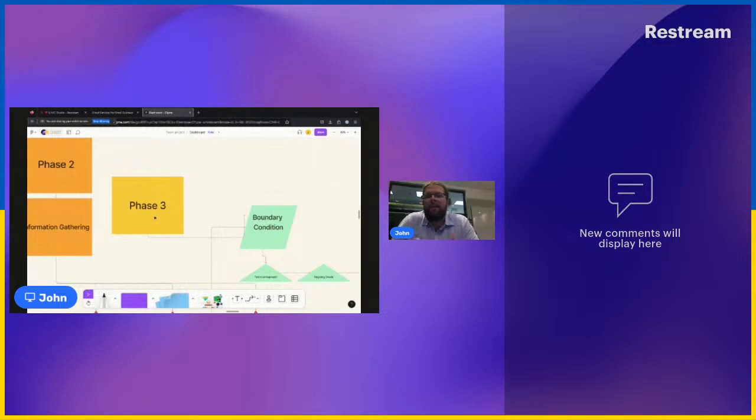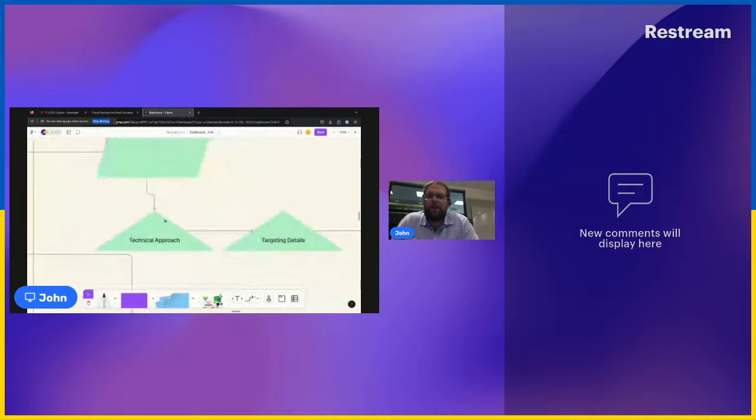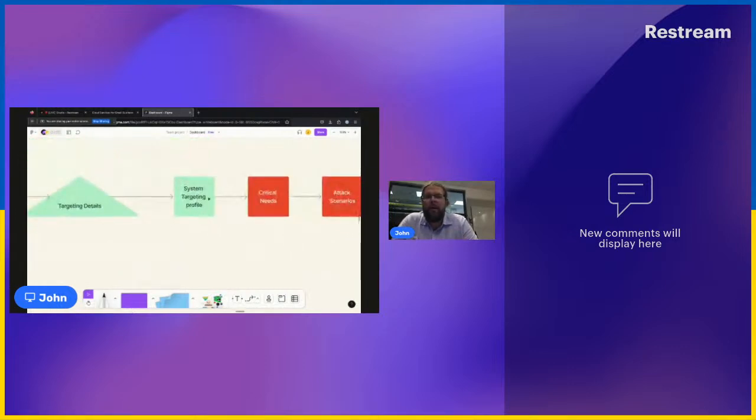This is where you're going to actually do that technical work. You're going to establish your boundary conditions. You're going to talk about technical approaches, right? How are you going to do that work? We're going to determine the targeting details, right? What are we looking for? How are we going to find it? What are we going to do to mature that? And then we're going to define a system targeting profile.